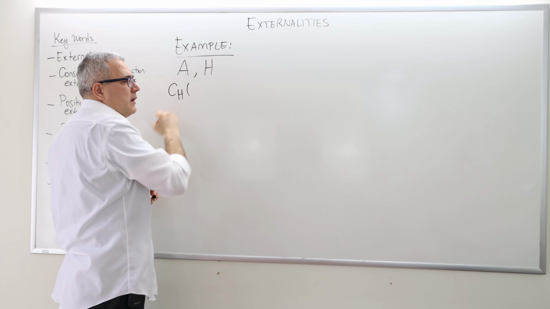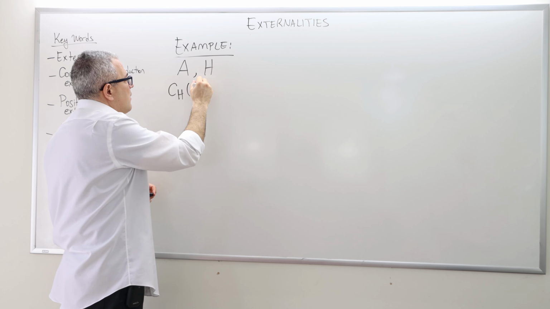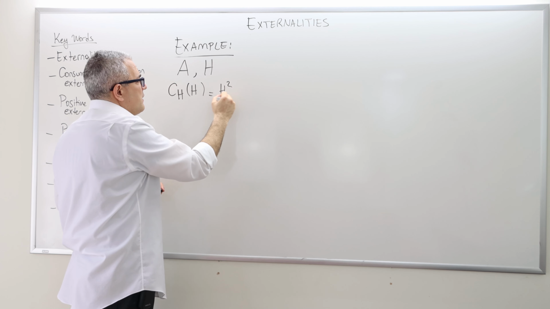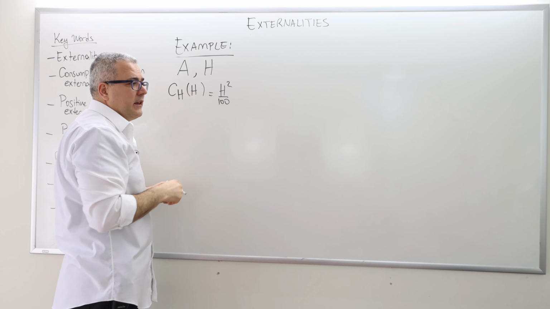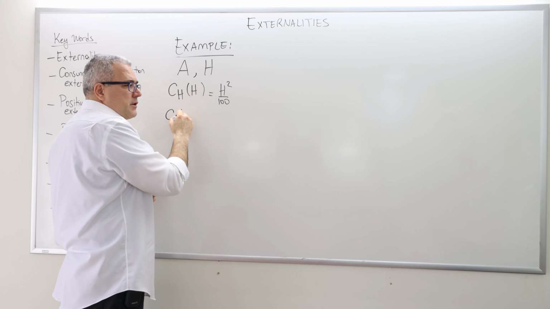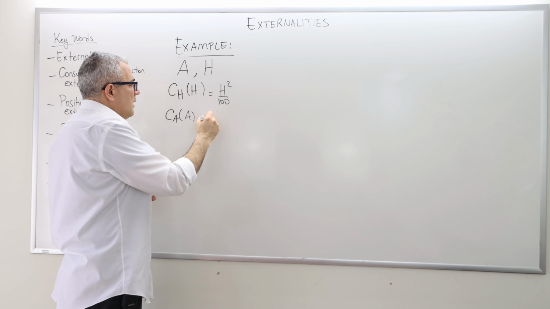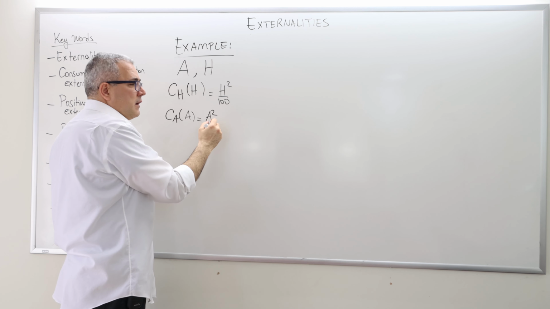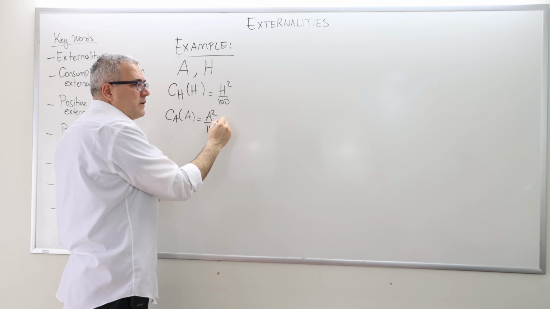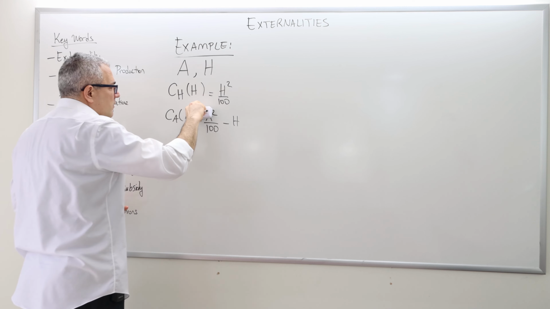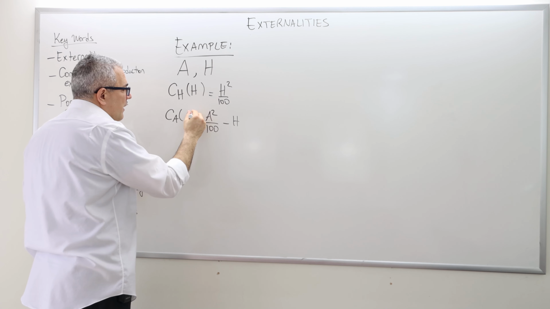The honey producer's cost depends only on honey, and it's H squared divided by 100. And the apple orchard's cost function depends on apples, which is A squared divided by 100 minus H. So it doesn't only depend on A, it also depends on the amount of honey.